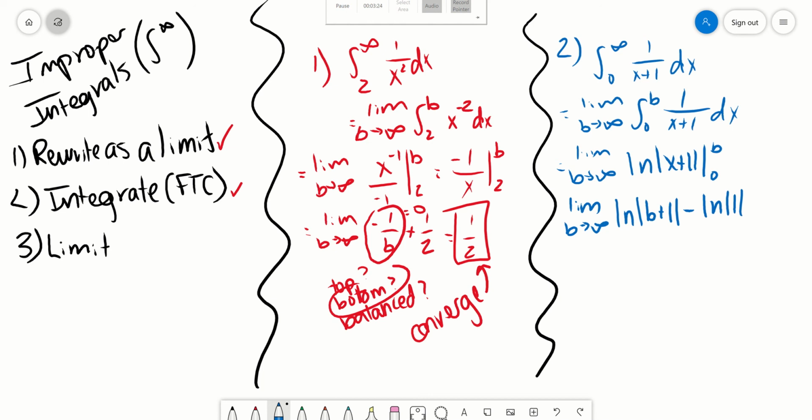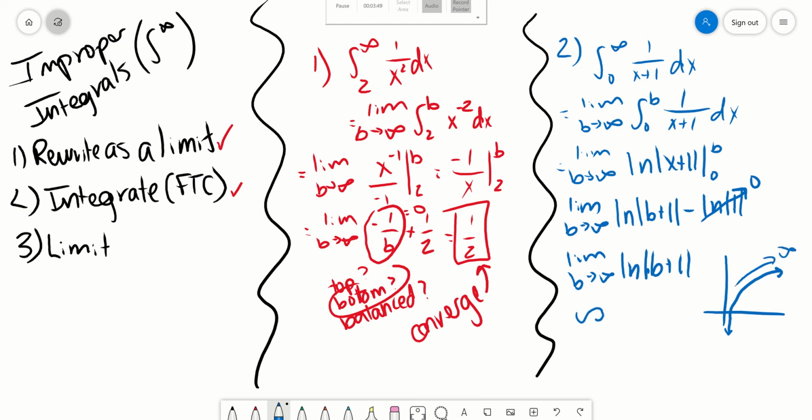I would go ahead and simplify this just a little bit more because we can. ln of 1 is equal to 0. So when we go to evaluate the limit, this is all we're left with. Now if we think about the graph of ln, it makes no difference that something's added. The graph of ln looks like this. As we approach infinity, ln is also approaching infinity. So our answer is infinity, which means it's going to diverge.